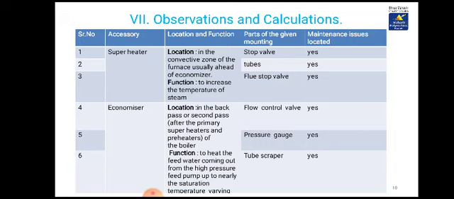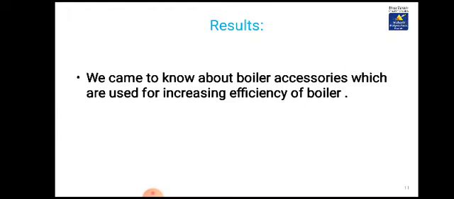Next is the economizer. Location is in the back pass or second pass after the primary superheater and preheaters of the boiler. Function is to heat the feed water coming out from the high pressure feed pump up to nearly the saturation temperature. The parts are flow control valve, pressure gauge, tube scraper. Some maintenance issues were located, so we have written it as yes.